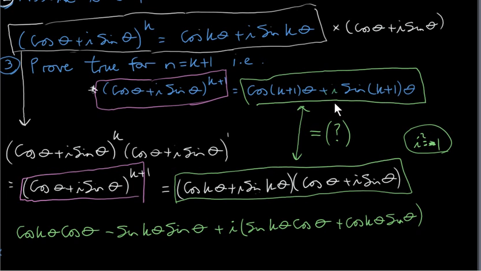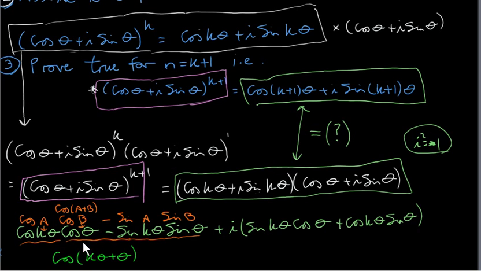So this is where we use a trigonometric identity. We see that the real part of this expression, everything that does not involve i, has the form cos A cos B minus sin A sin B, where A is equal to k times theta and B is equal to theta. But cos A cos B minus sin A sin B is actually identical to cos of A plus B. You'll see this identity in tables. So that means we can write this expression here as cos of (k theta plus theta). So A is k theta, B is theta.